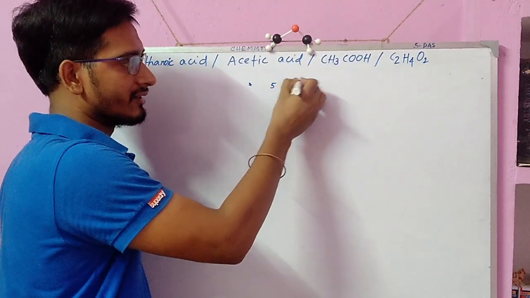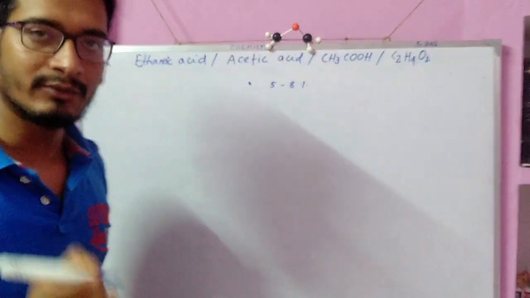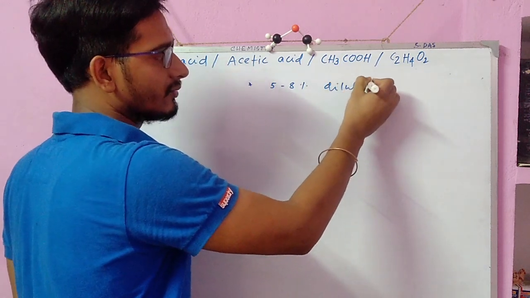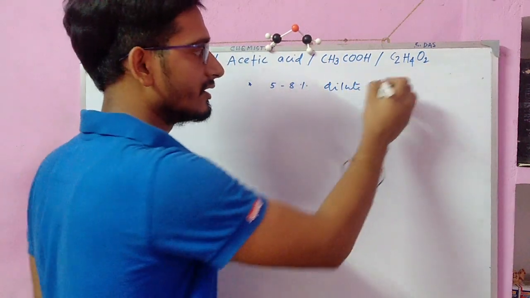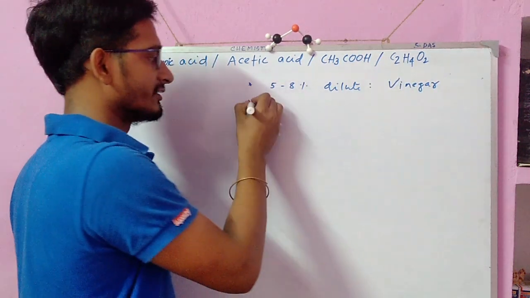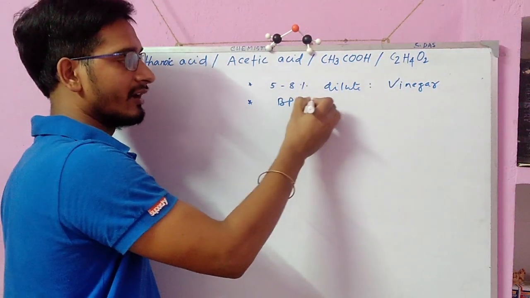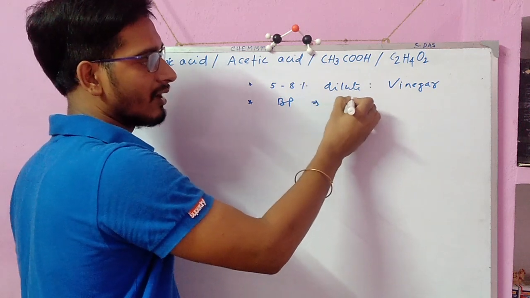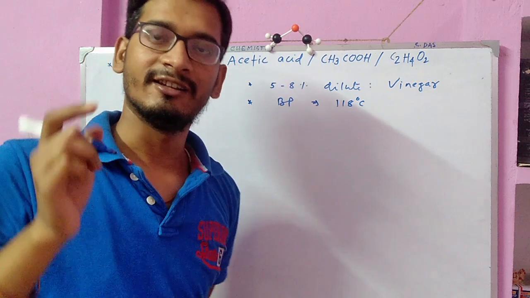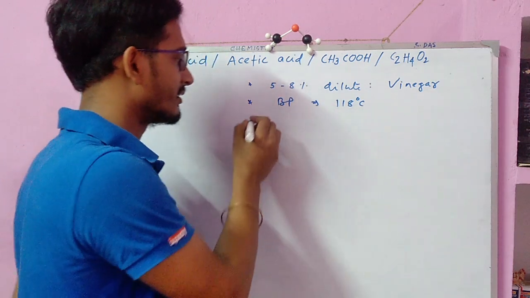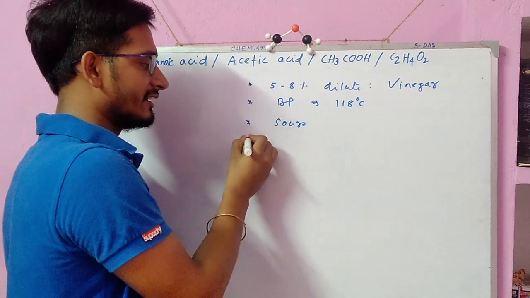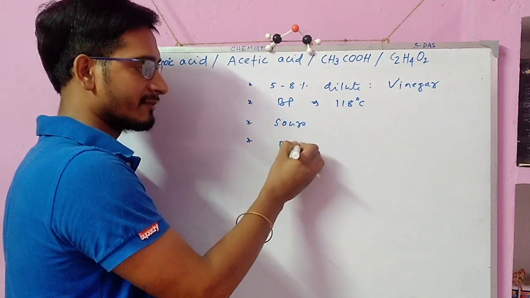First, a 5 to 8% dilute aqueous solution of this compound is called vinegar. Next, it has a boiling point of 118 degrees centigrade. Since it is an acid, its taste will be sour. It is sour in taste. It has a pungent smell.